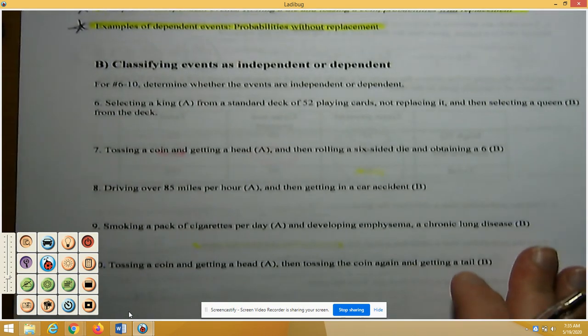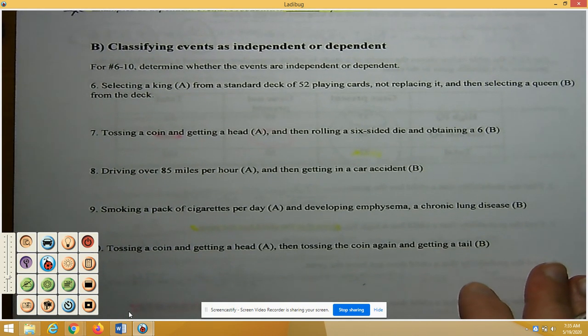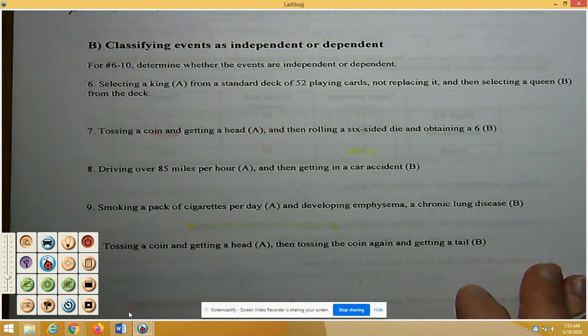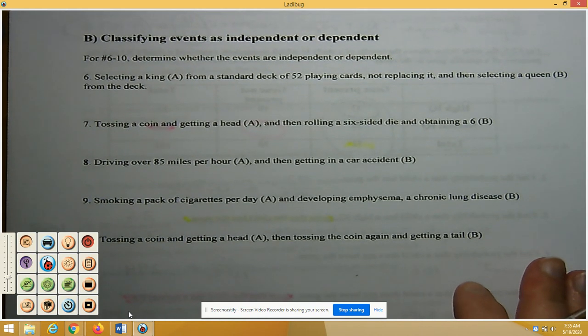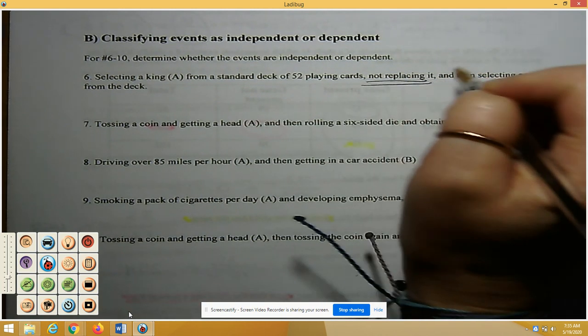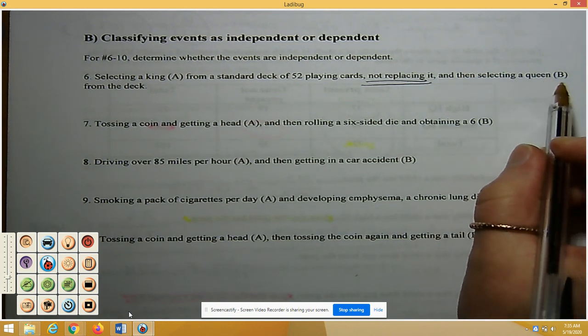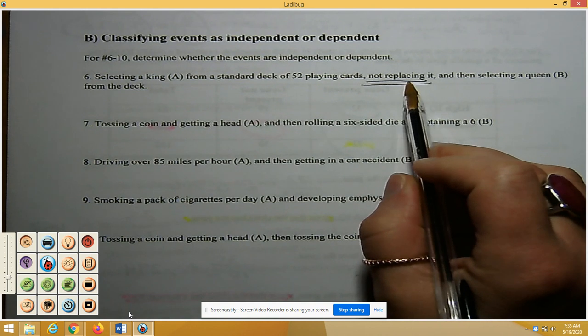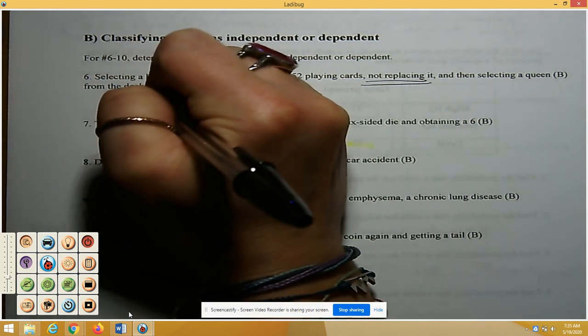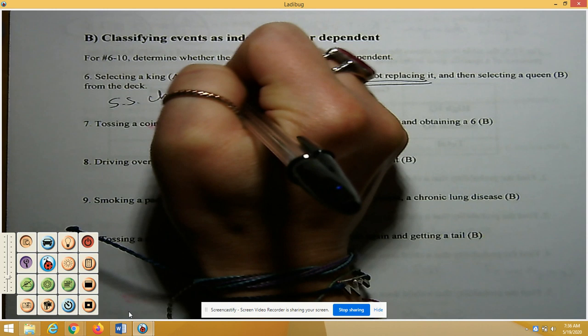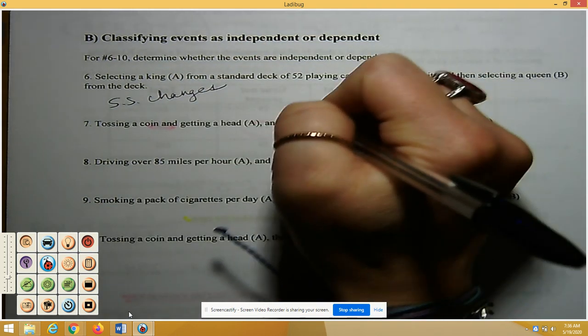Okay, so we're going to classify events as independent or dependent. So for number 6 through 10, determine whether the events are independent or dependent. Number 6, selecting a king, which is event A, from a standard deck of 52 playing cards, not replacing it, and then selecting a queen from the deck. So event B is the queen, and since we did not replace it, the sample space changes. I'm going to write SS for sample space, so now this is going to be dependent.